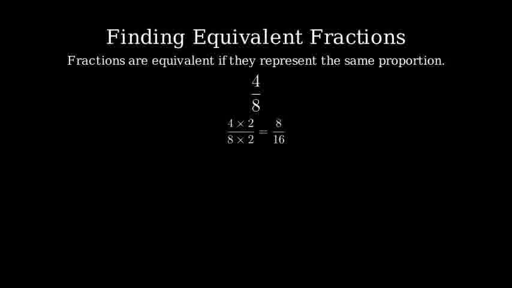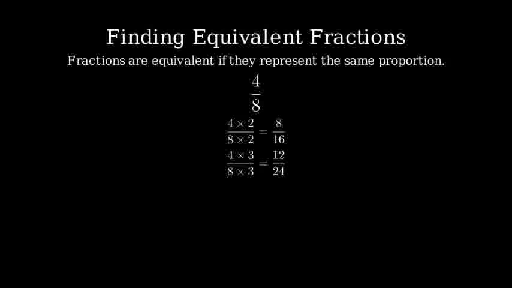Let's start with multiplying both by 2. 4 times 2 divided by 8 times 2 equals 8/16. Remember, you can multiply both by any non-zero number. Let's try multiplying both by 3. 4 times 3 divided by 8 times 3 equals 12/24.